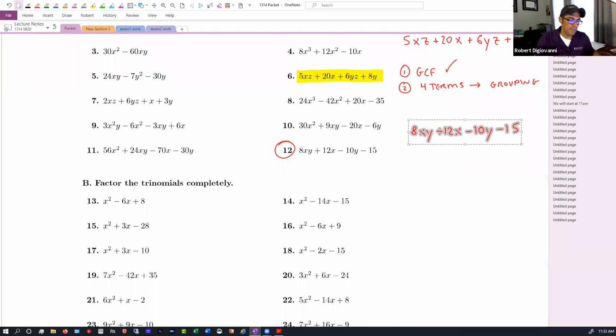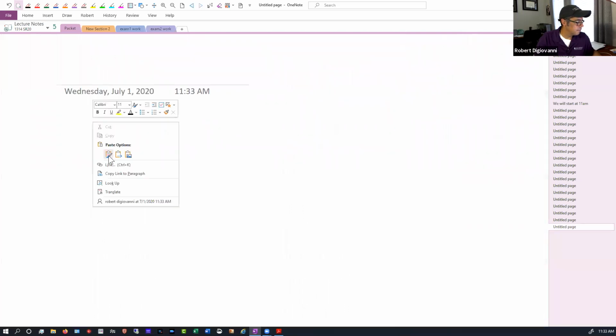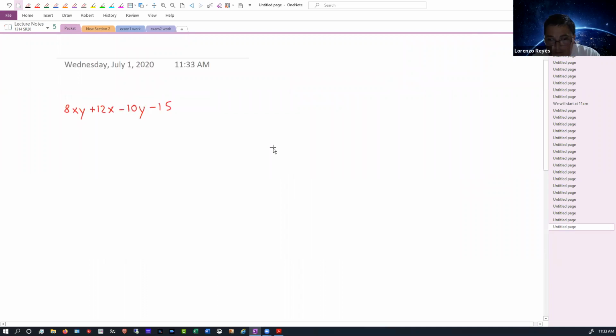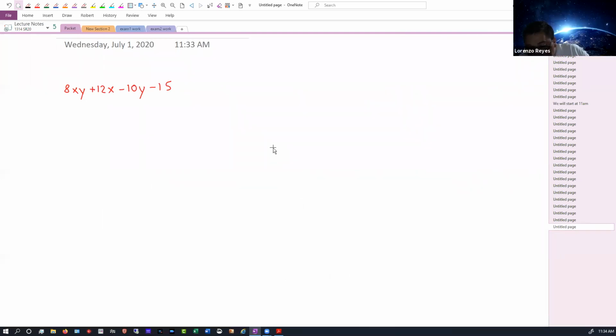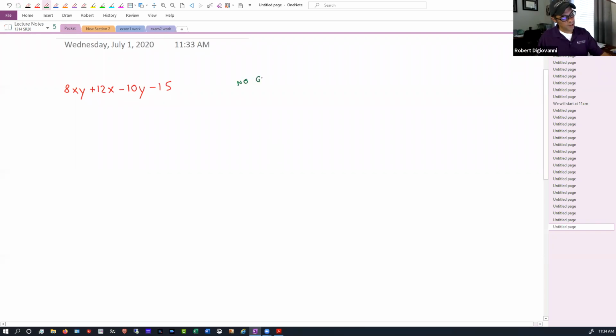So what is the first step here? GCF, right? Do all of them have a number in common? You have to look at all of them. It almost looks like 2, until you get to the 15. 2 doesn't go into 15, so you can't pull a 2 out. Are there x's in every single one of them? Nope. Y's in every single one of them? Nope. So there's no GCF. I'll just jot that down over here.